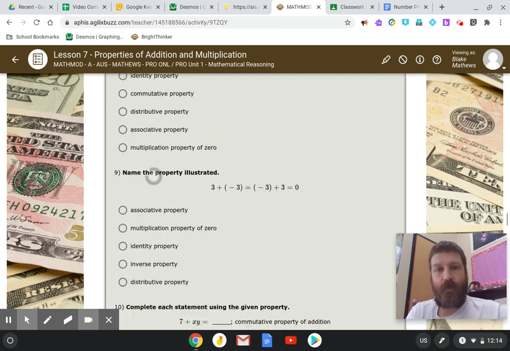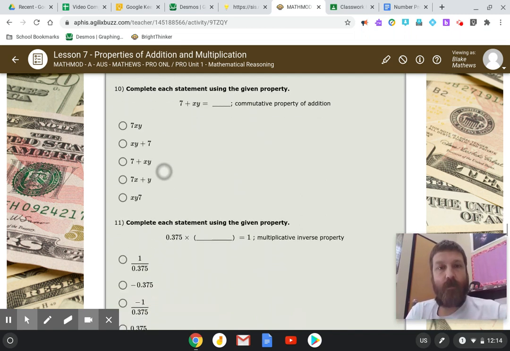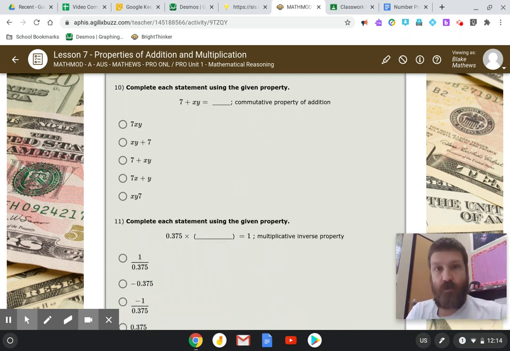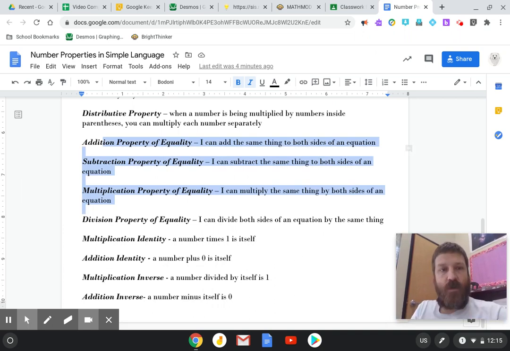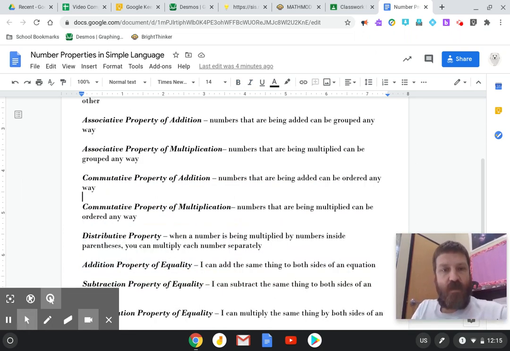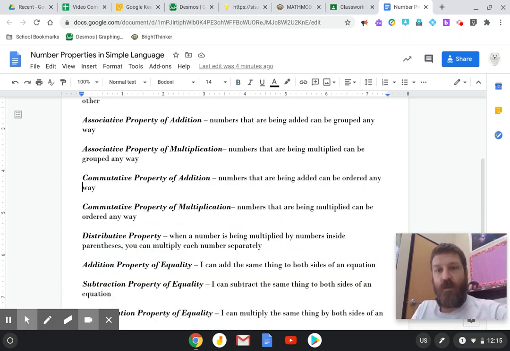Okay. Then they want us to actually do that property. So we're going to walk through a couple of these, and then we'll talk about kind of what else you need to know on this. So, for instance, now we're applying a property. It's like this one. Complete the statement. 7 plus xy equals blank. So we have to fill in the blank, and we have to use the commutative property of addition. Okay, so let's go read that. The commutative property of addition, sorry about that, says that numbers that are being added can be ordered any way.